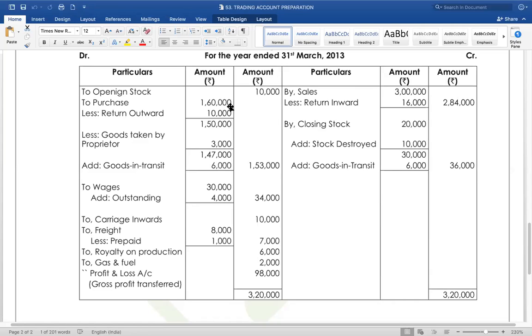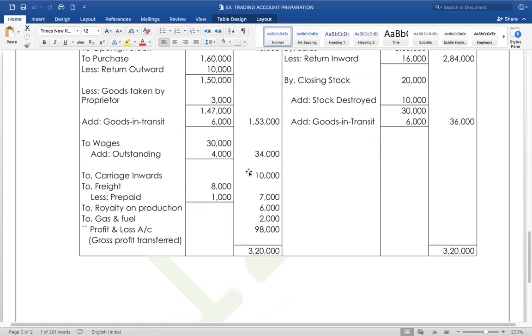Purchase, when you purchase, the returns are also deducted. You got 150. And some goods are taken by the proprietor, 3,000, deduct that also. Some goods are in transit, they're on the way to reach your warehouse, add that. So the ultimate figure of materials is 153, okay, right? And 153 plus 10, 163. Okay, this is the total worth of the materials.